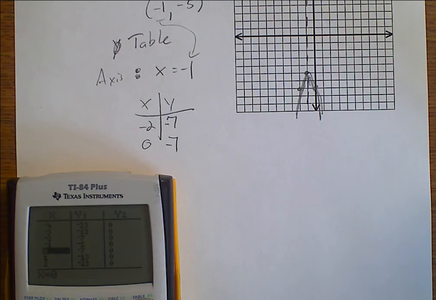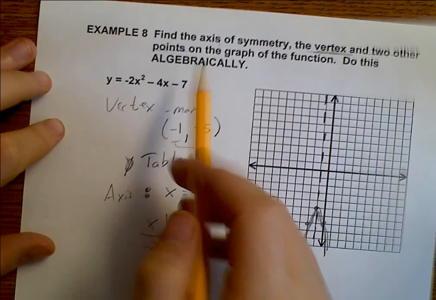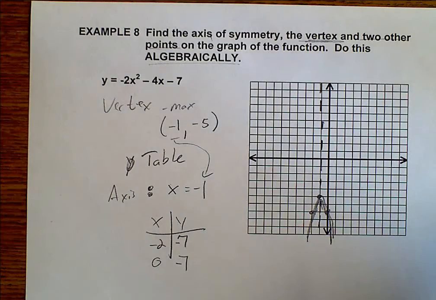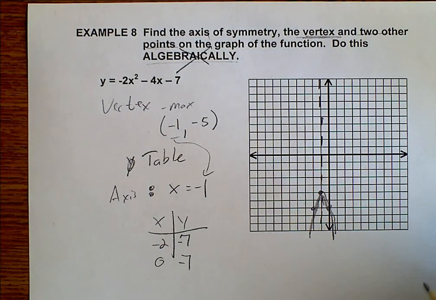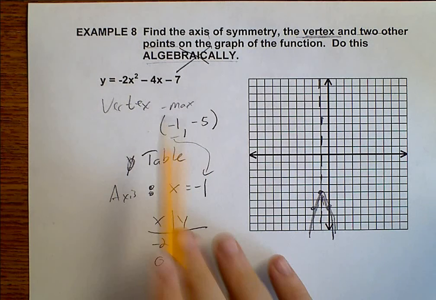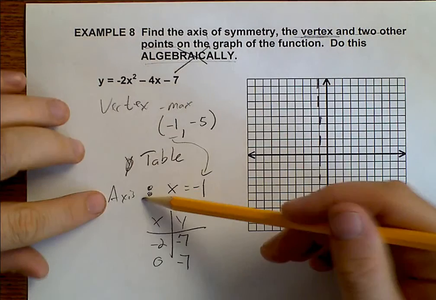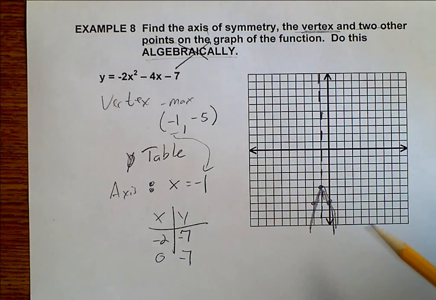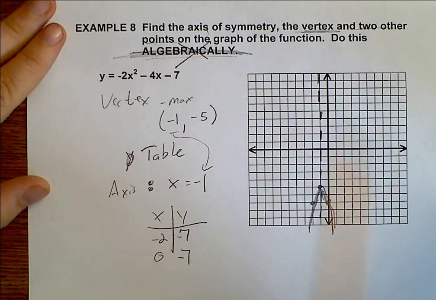Now, I know this says up here to do this algebraically. I really don't care if you do it algebraically. Use your calculator to do the solving. Use your calculator to find your vertex, minimum, maximum. Use the vertex to find your axis of symmetry. And use the table to find points. We do not care about finding these algebraically.